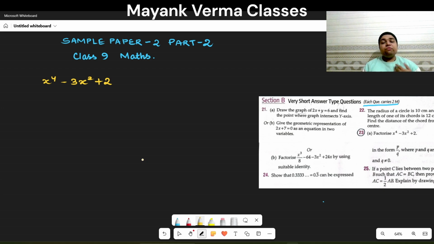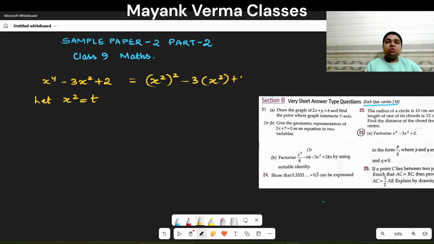So what I can do, we already know the quadratic part. This is to the power 4. So we can assume, let x square be t. So I can write this down as x square whole square minus 3 times x square plus 2. So in place of x square, I will put t. So t square minus 3t plus 2.